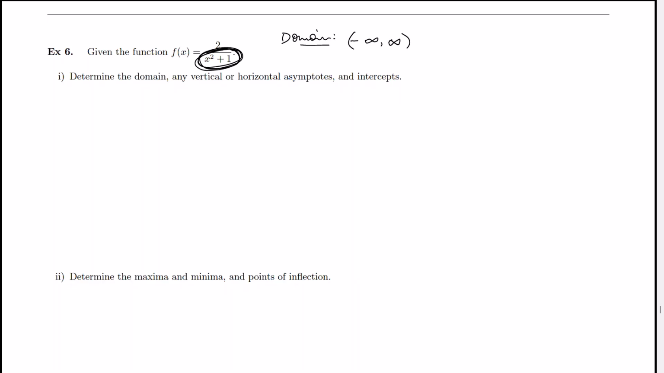So that means there will not be any vertical asymptotes. There is no number that makes the denominator 0, so there is no vertical asymptote.